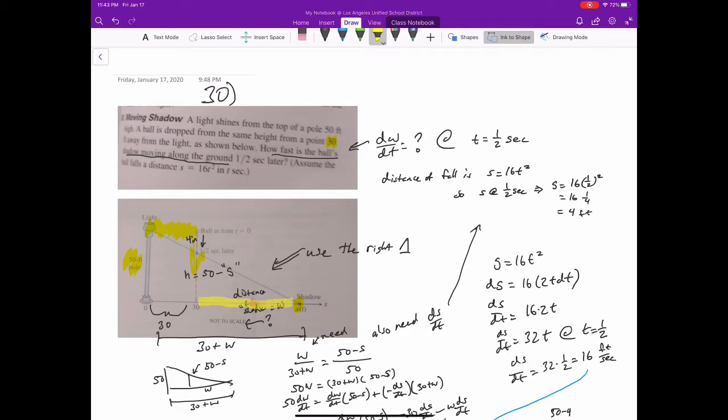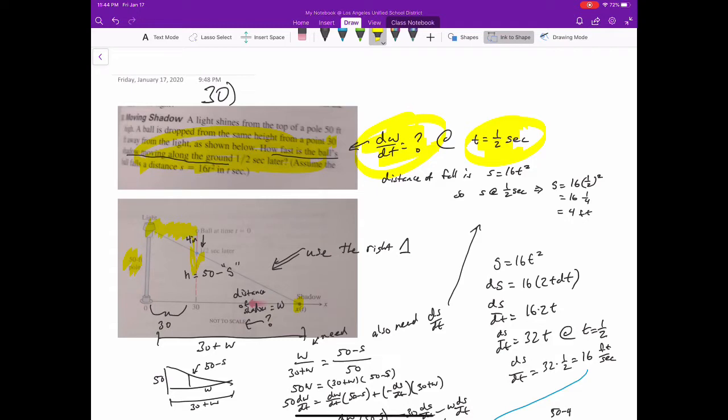So as you can tell, the shadow is going to get shorter, and the variable W is what I call the shadow length. See, this right here is W. And as the ball falls down, the shadow is going to move this way. Is the shadow getting bigger or smaller? I'll say smaller, so that's going to be a negative dW/dt, just for the future. We're looking for dW/dt at t = 1/2, which is how fast the shadow is moving along the ground half a second later.